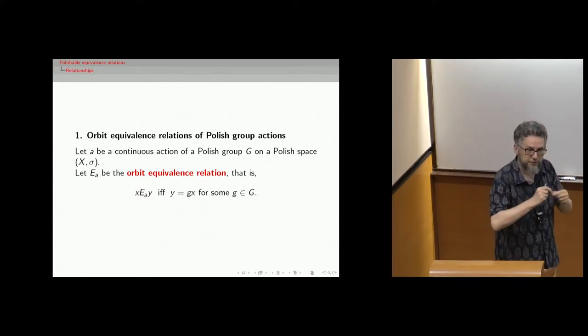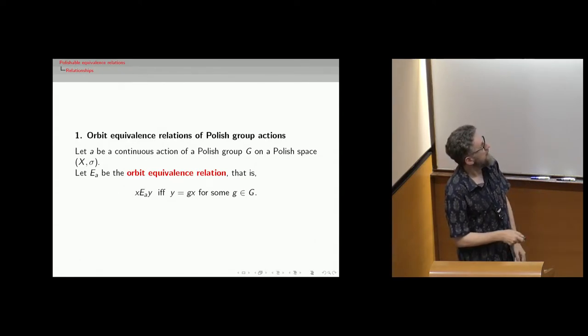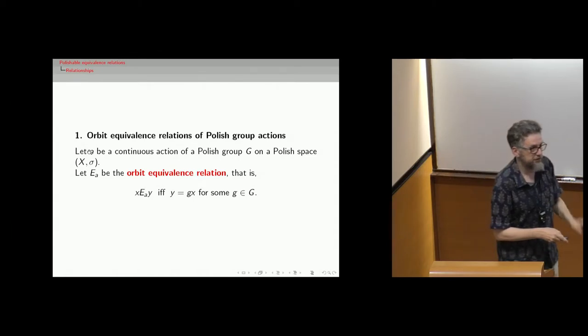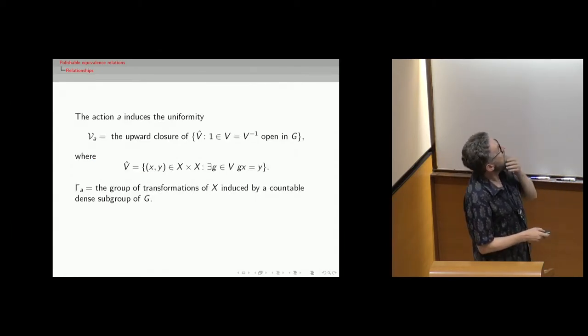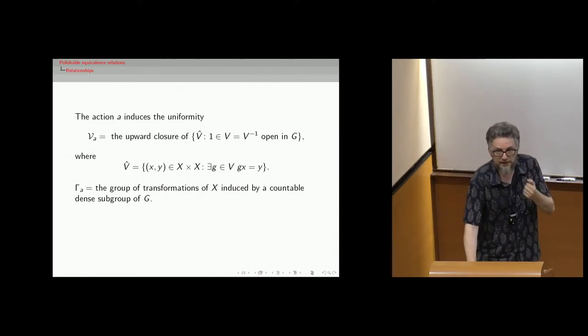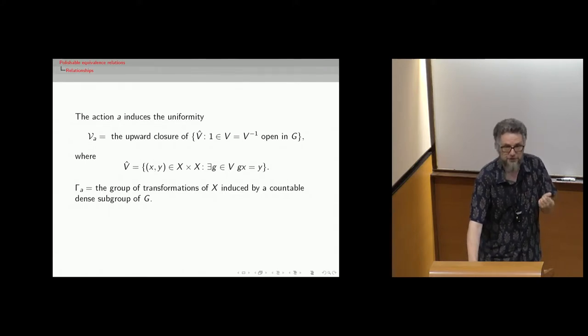So I make two points equivalent if they are in the same orbit, or if one is moved to the other by an element of G. Right? So this is E_A, where A is the action. This is the standard definition, and this is a very important class. Now, one has to guess. Our claim is that these equivalence relations are polishable. So one has to say what the uniformity is, and what the countable group is that witnesses it.